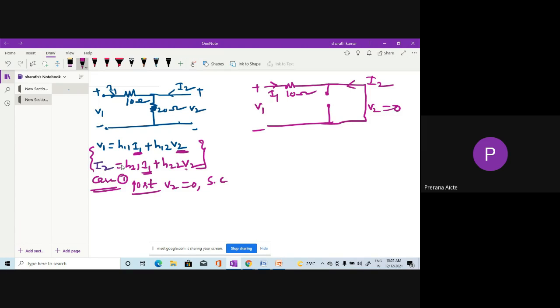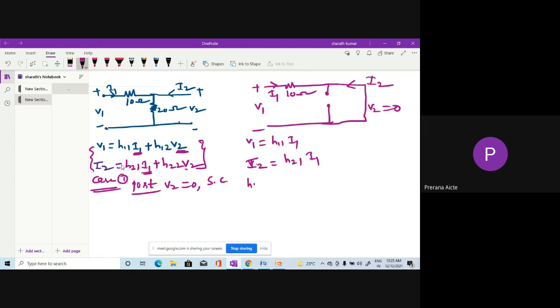So we have our equations here. V1 is equal to H11 I1, and I2 is equal to H21 I1.